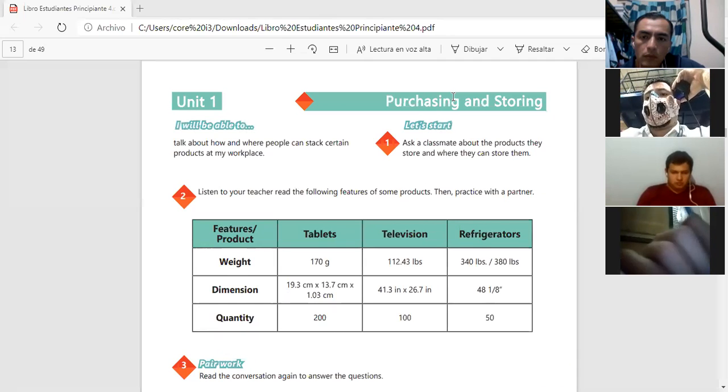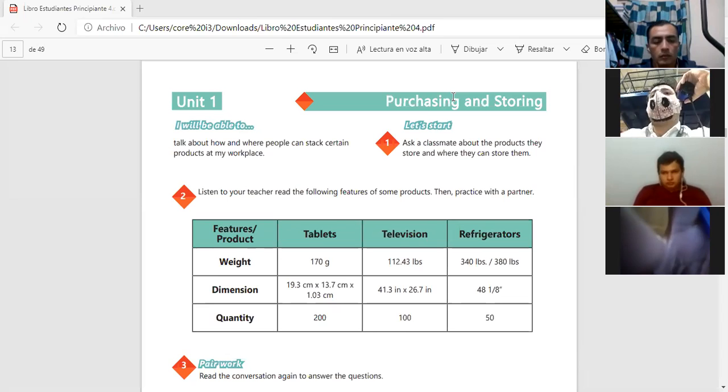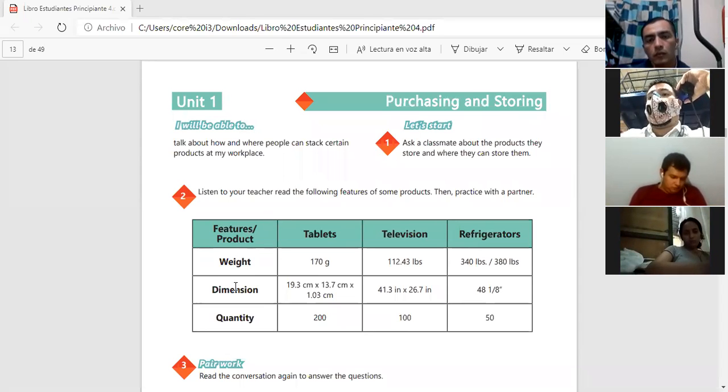Now, whenever you buy a tablet, a television, and a refrigerator, there are three things that you will find in the box. Sometimes a product is sealed. Sealed means sellado. So you cannot see the product, but you can see the box, and in the box you will find this information. The first one is weight, the second one is dimension, and the last one is quantity.